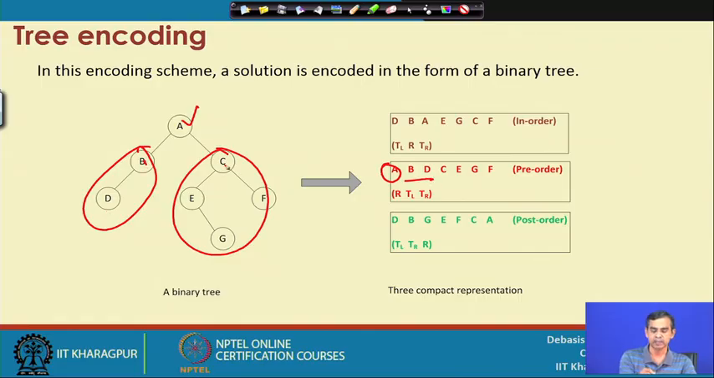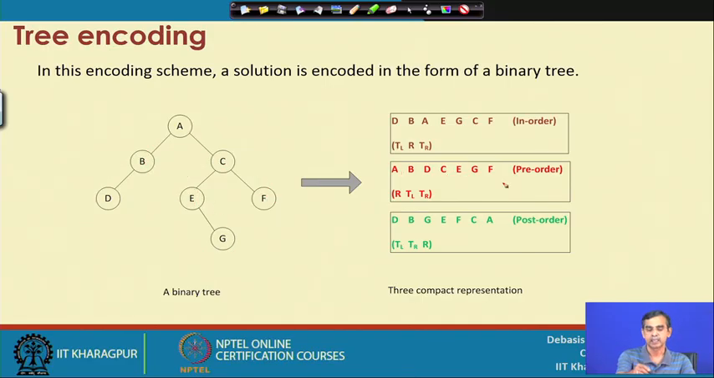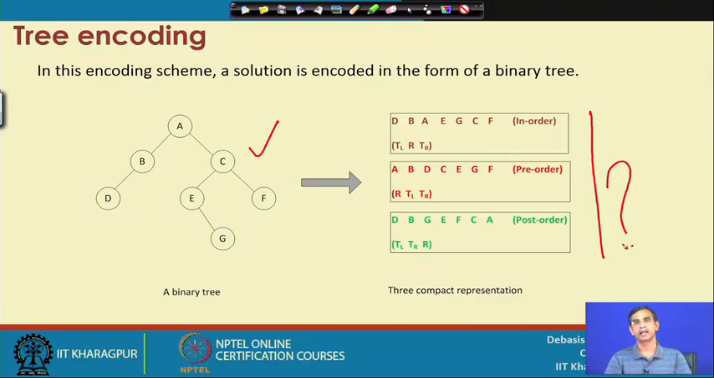Similarly, visiting this one means C first, then visiting this one means E first, E and G, and then finally F. So, this way the different thing. What I want to say is that if this is the tree that is given to you, then these are the different ways the tree can be visited, and each way represents one encoding form.